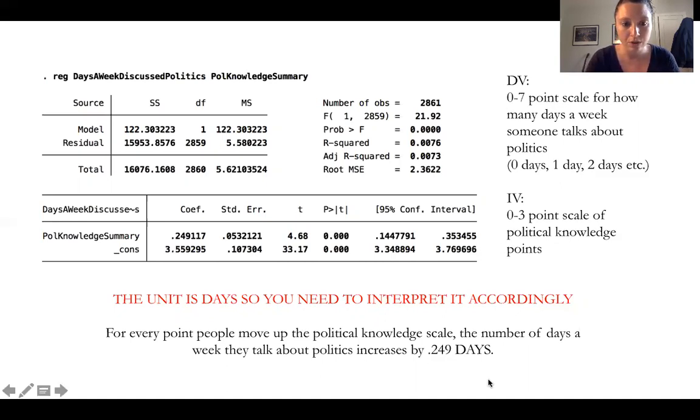So the way that we would do this is our coefficient for political knowledge is 0.249. So we would say for every point people move up the political knowledge scale, the number of days a week they talk about politics increases by 0.249 days. We just need to make sure that we have the units correct. So that's the first thing that I wanted to talk about.